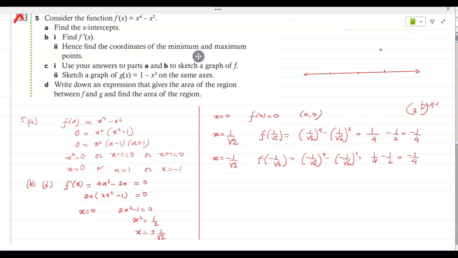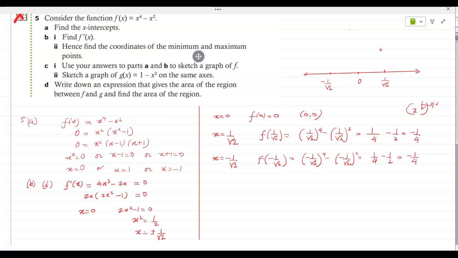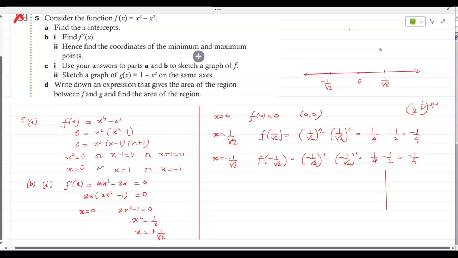So we have minus 1 over root 2, we have 0 and we have 1 over root 2. Now we do the sign diagram. Plug it into f dash x. Earlier, to get the y value, you plug it into the original. Now I realize what is happening, and this is how your graph will be.